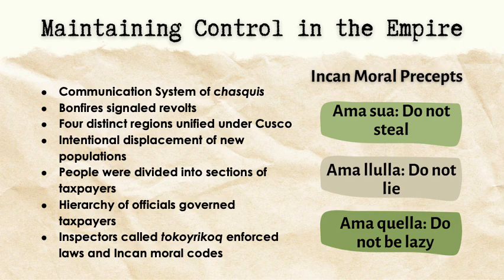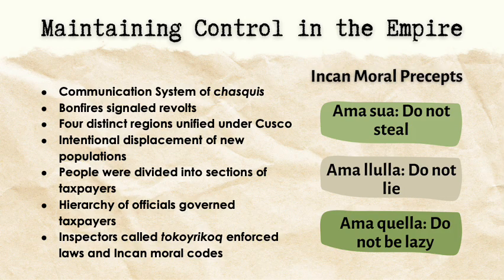When more pressing matters like revolts or attacks needed to be communicated to Cusco quickly, the chasquis would make large fires, and when the next post saw the smoke, they would light a fire, and so on until the news reached its destination. The empire was organized into 4 regions: the northeast, the northwest, the southeast, and the southwest regions, with Cusco at the center.